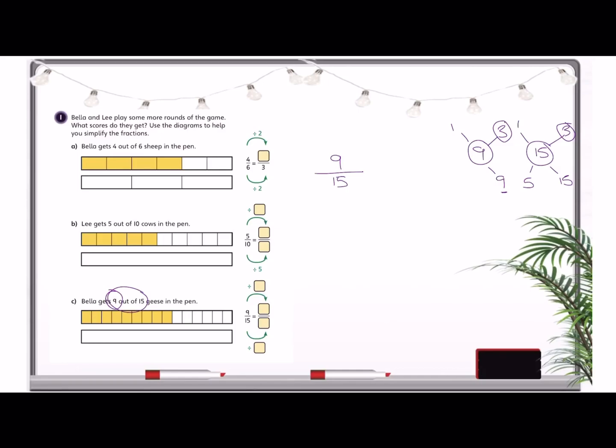So I've got the numerator being divided by 3, exactly the same to the bottom as I'm doing to the top, divided by 3. So 9 divided by 3 is 3, and 15 divided by 3 is 5. So therefore, Bella got 3/5 of geese into the pen.